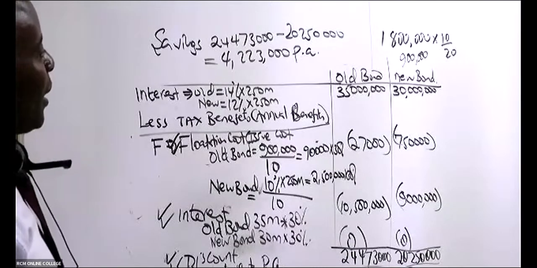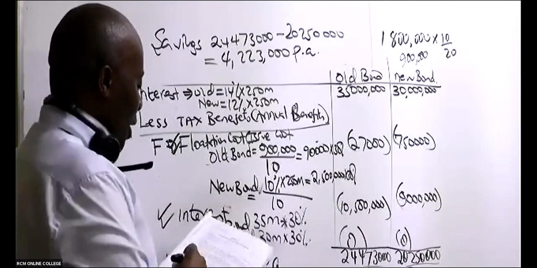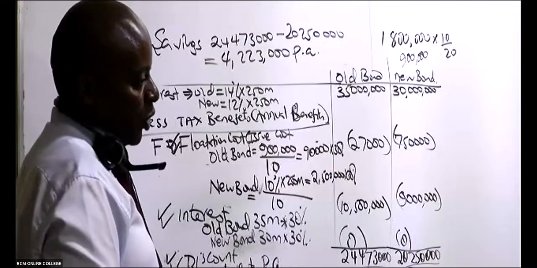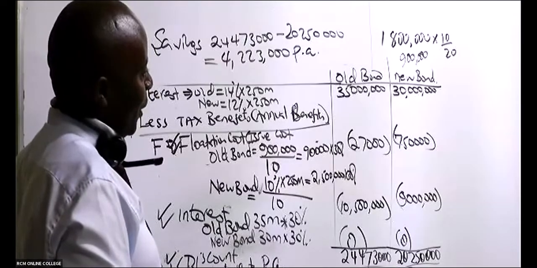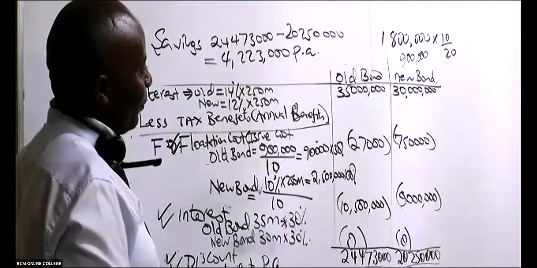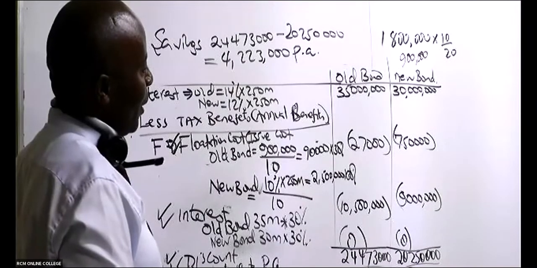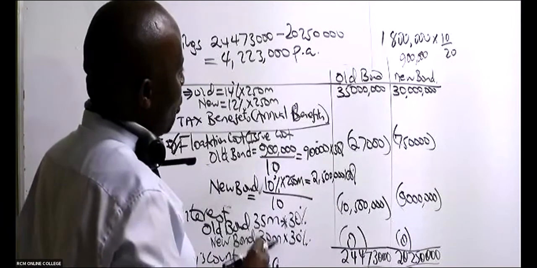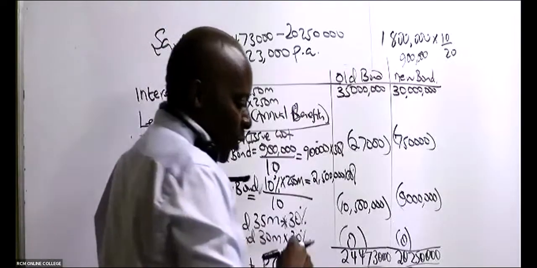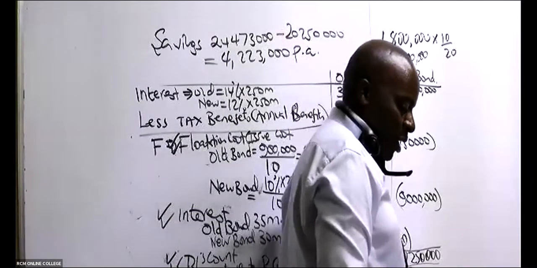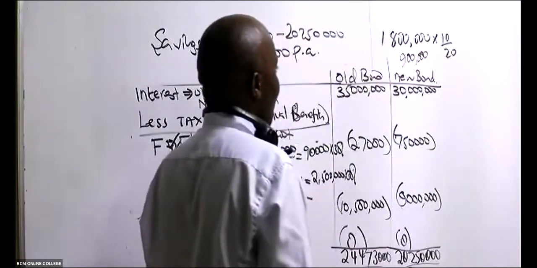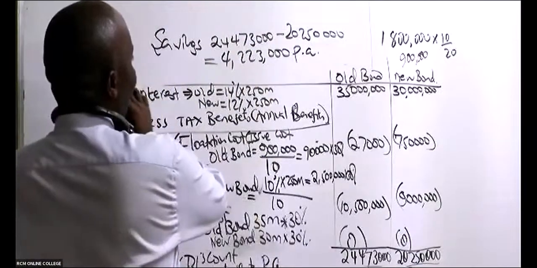So that is what they were asking you to do in Roman 2. Now, in Roman 3, they want you to get the net present value.